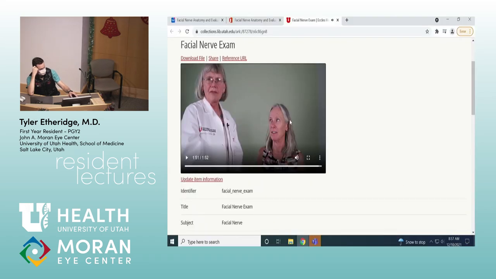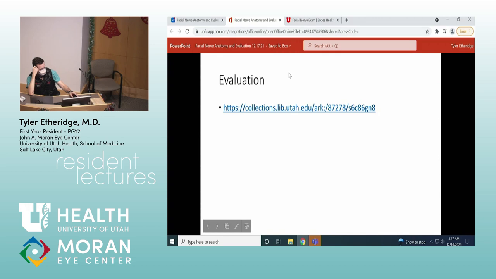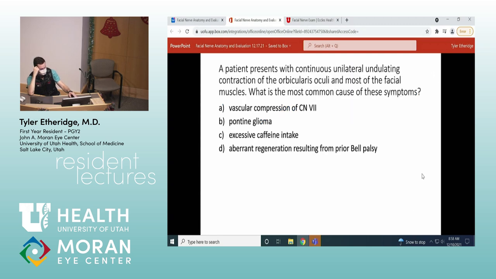So I think one thing that came up in clinic the other day is, patients are often wearing masks, so have them remove their mask if you're assessing the facial nerve. And then I have just two brief questions that are in our BCSC that are commonly tested. So the first one, a patient presents with continuous unilateral undulating contraction of the orbicularis oculi and most of the facial muscles. What is the most common cause of these symptoms?